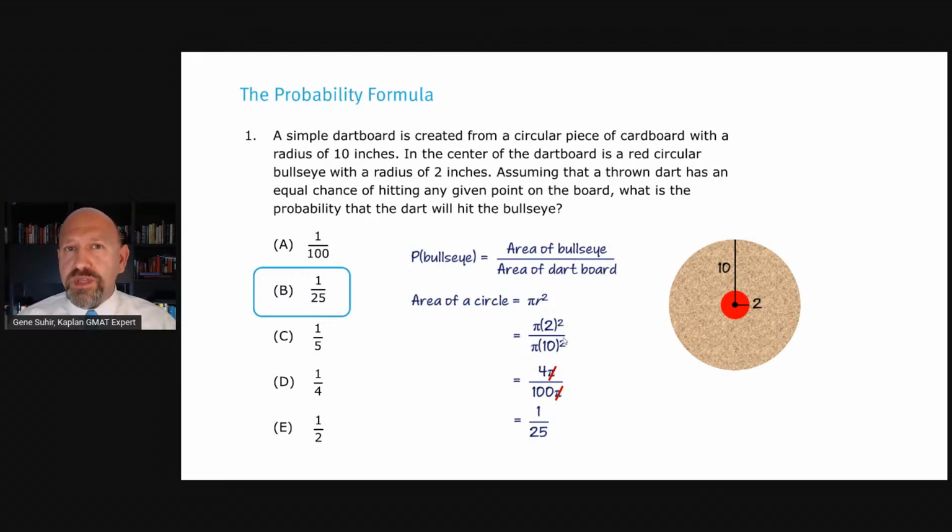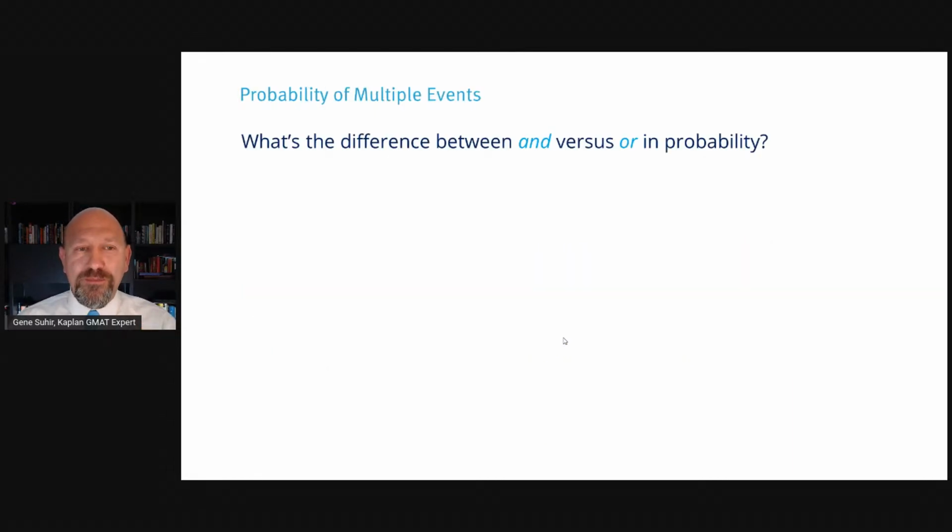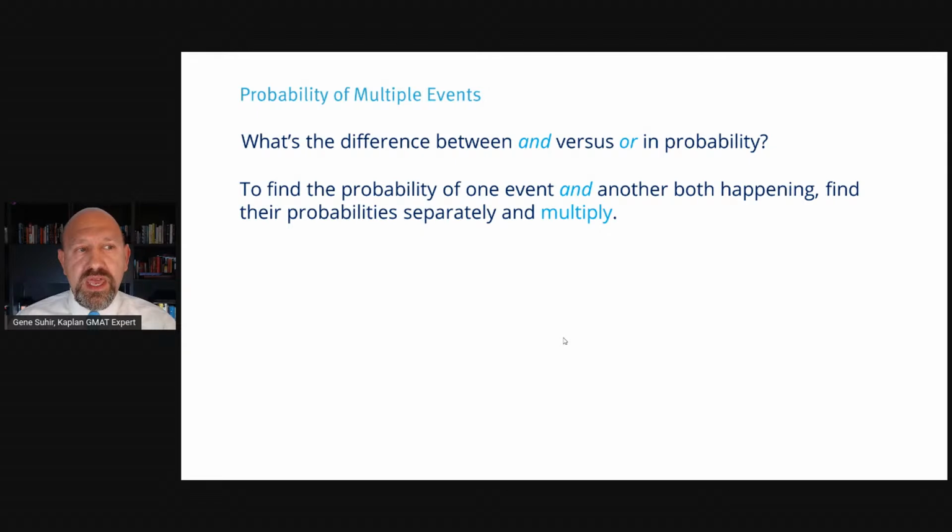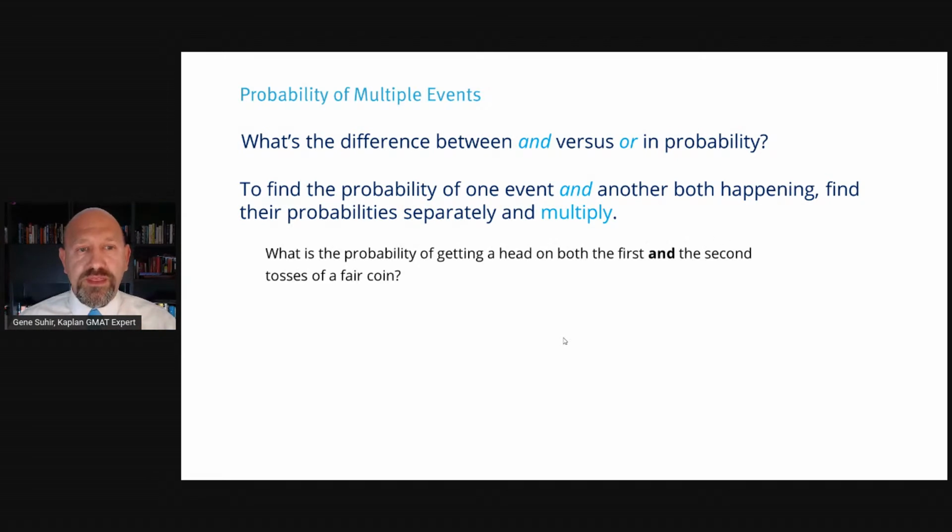And that's when there are a couple of decisions that you, as a GMAT champion in training, have to start making. One important decision is: is it an "and" problem versus an "or" problem, even if the GMAT doesn't use those exact words. Well, let me elaborate on this. If we have multiple events going on, and we desire the probability of one event and another both happening, we find their probabilities separately, and then we multiply them.